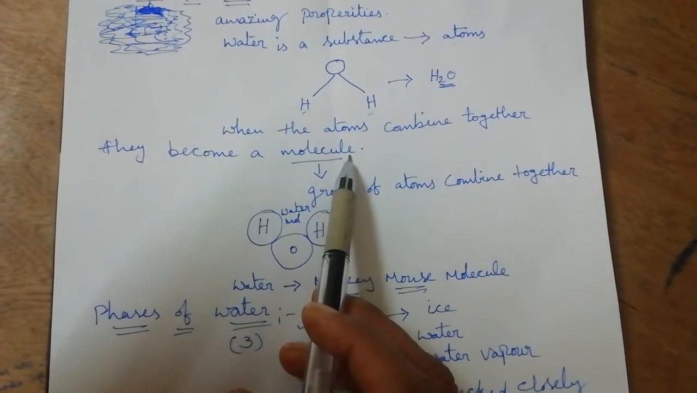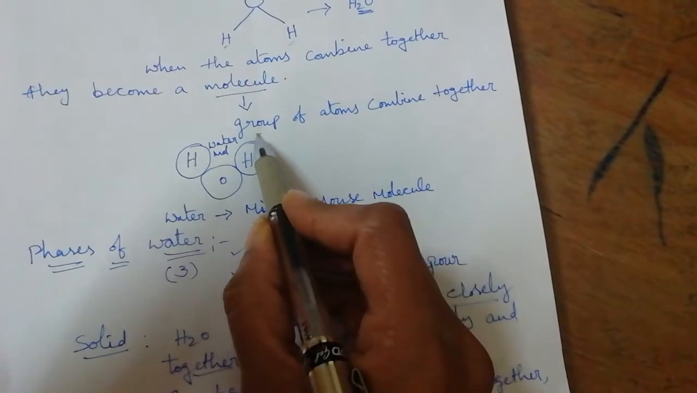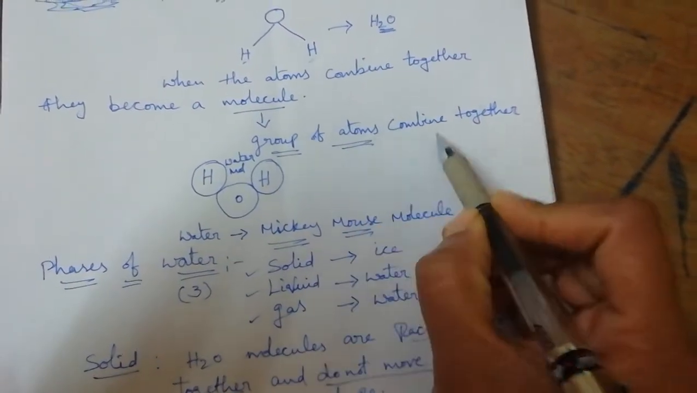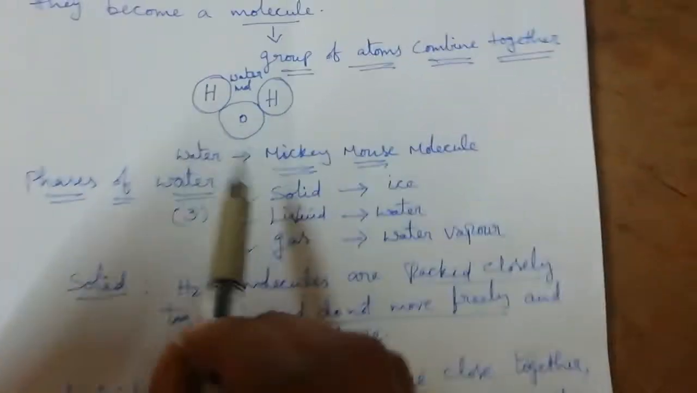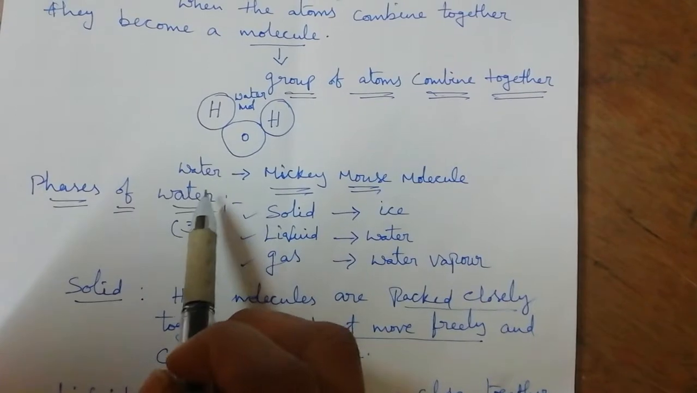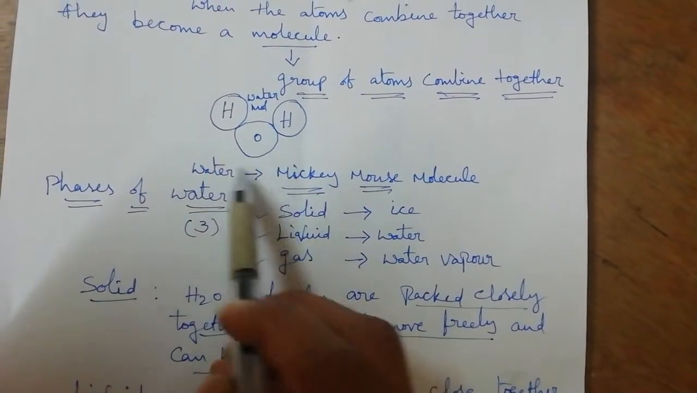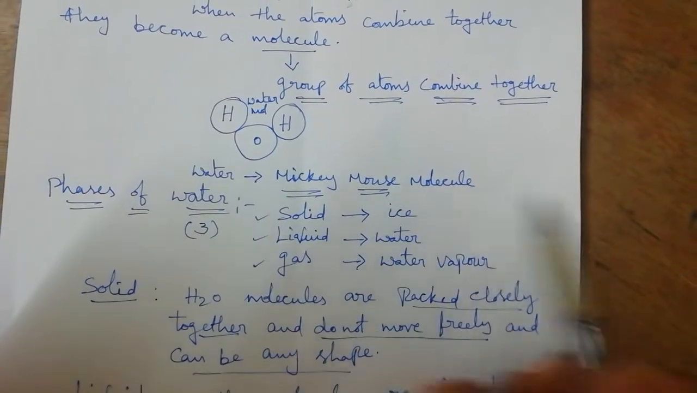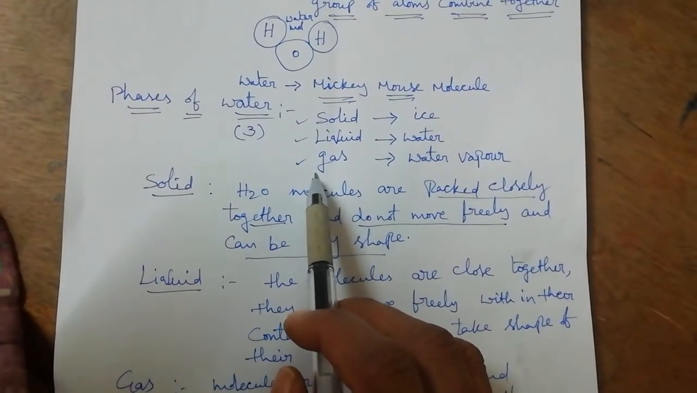By this sentence we should say, what is a molecule? A group of atoms combined together. This is the point: a group of atoms combined together is called a molecule. See, so water's shape is H2O. It is the Mickey Mouse molecule, two hydrogen atoms and one oxygen atom. So it is called the Mickey Mouse molecule. So finally, phases of water: solid, liquid, gas.